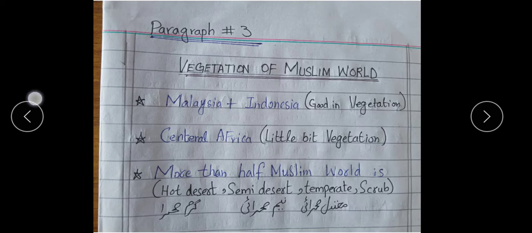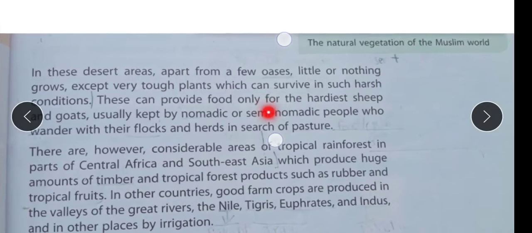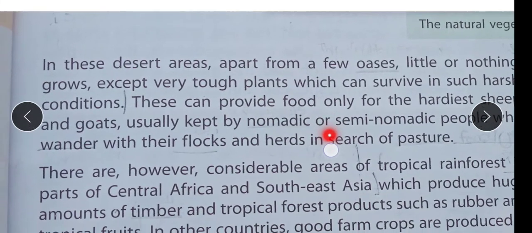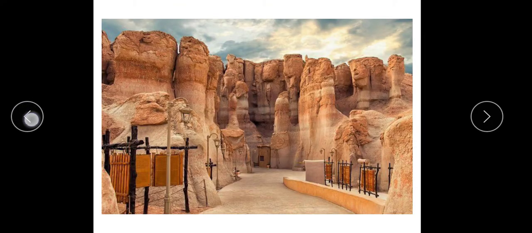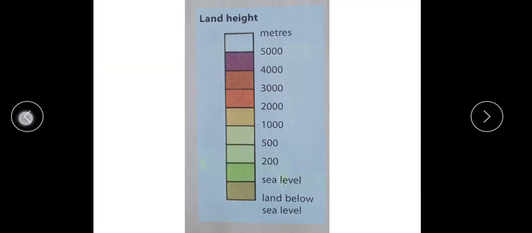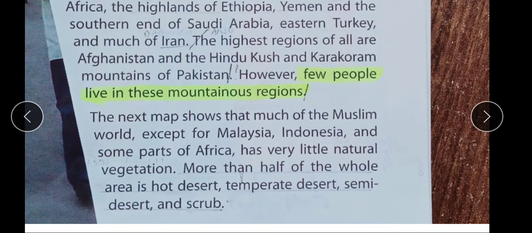Now come to paragraph number 3. We will read about paragraph number 3, and then we will discuss in detail about this paragraph. Paragraph number 3 is telling us about the vegetation, climatic position of a Muslim world, and that is, as you can see on your screen, the next map shows the much of the Muslim world except Malaysia, Indonesia and some part of Africa has very little vegetation. More than half of whole areas are hot desert, temperate desert, semi-desert and scrub.